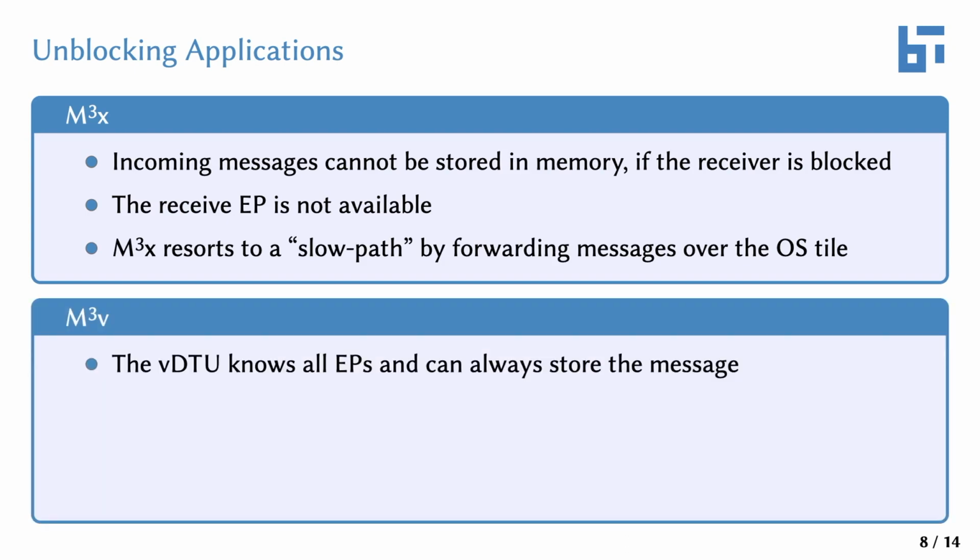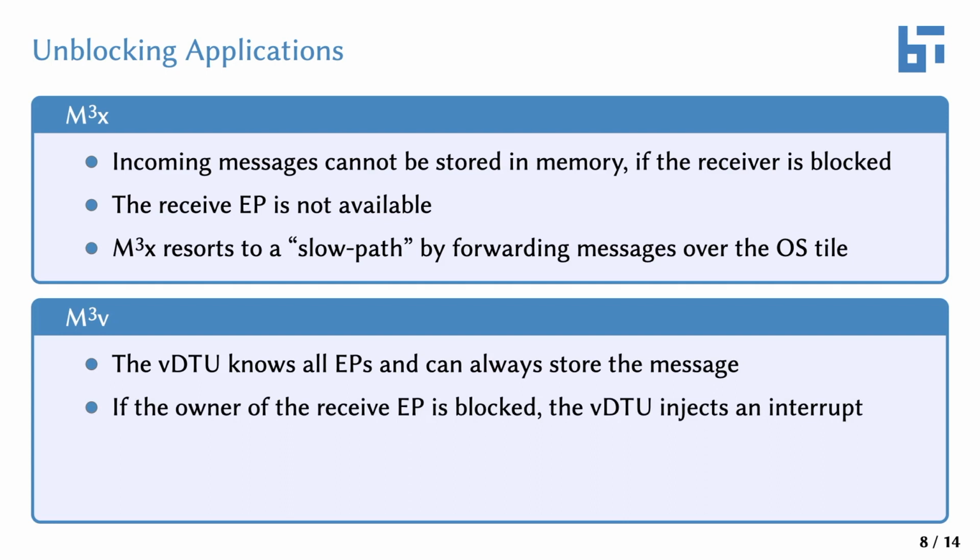In contrast to that, M³v has a virtualized DTU, which knows all endpoints of all applications on the same tile and can therefore always store the message because it knows the address where to store it. But of course, we need to do more than that. We also need to notify tilemux in case a message is received for a receiver that is currently not running. And therefore, the vDTU is injecting an interrupt in this case that can then be handled by tilemux by marking the receiver as ready or by directly switching to the receiver.